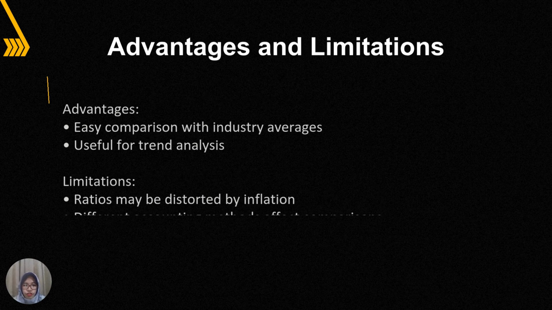So there are advantages and limitations, which is the pros and cons. Under pros, the financial ratios I've discussed earlier allow an easy comparison with the industry averages that is useful for trend analysis. However, on the downside, the ratios may be distorted by inflation, and different accounting methods affect comparisons.